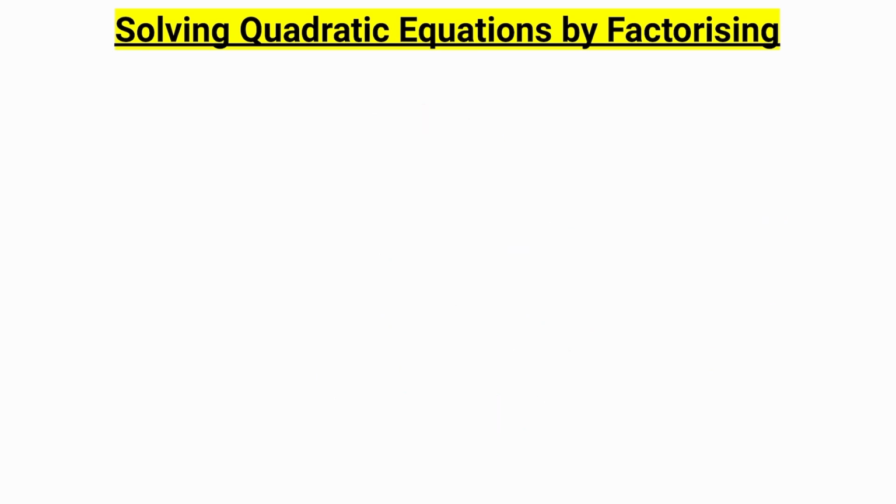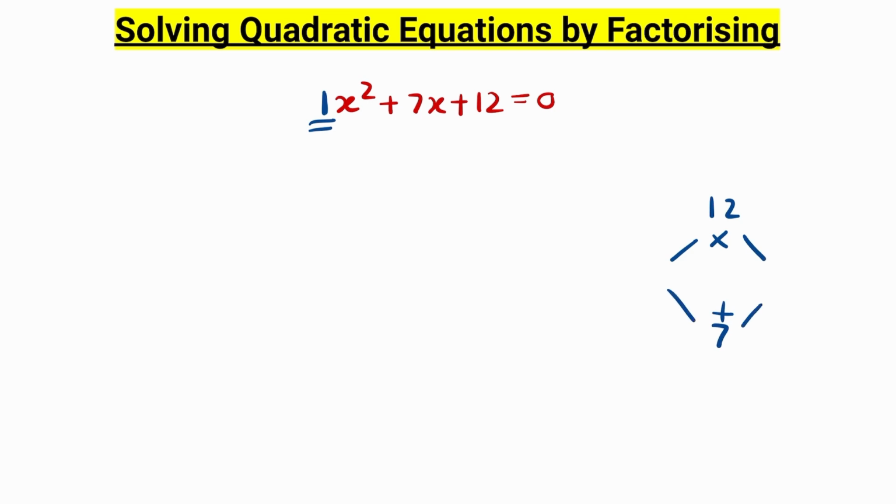Let's take another example just like this. x squared plus 7x plus 12 equal to 0. Now we can see that here a is equal to 1. So think of two numbers that would multiply to get 12 and then add up to get 7. What will the two numbers be? Think. They are 4 and 3, because 4 times 3 is 12. 4 plus 3 is 7.